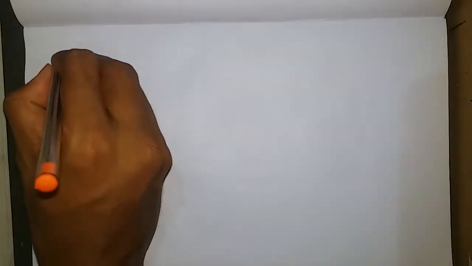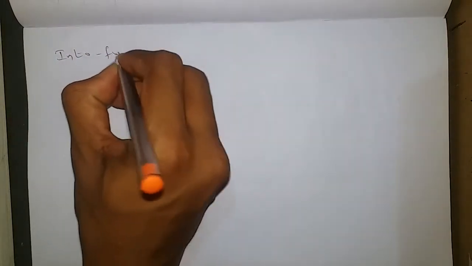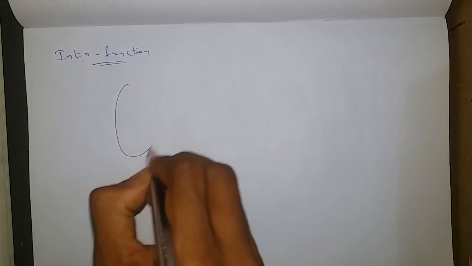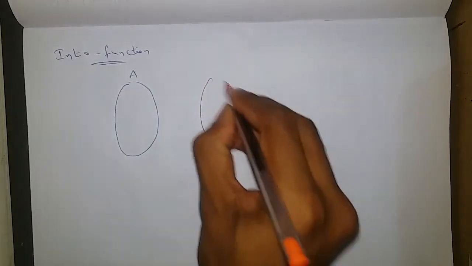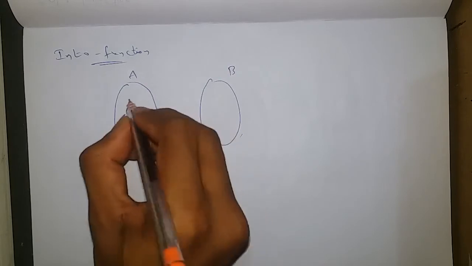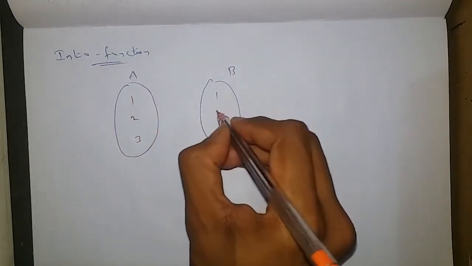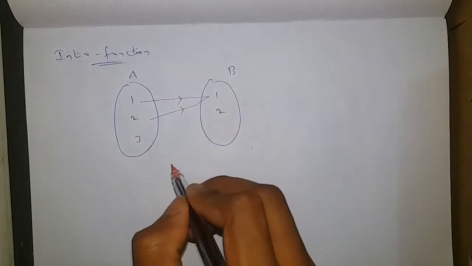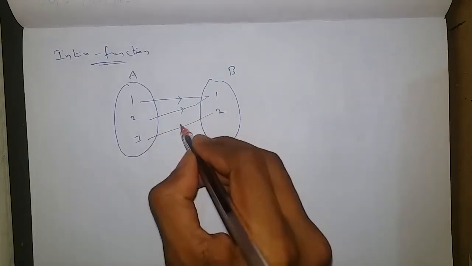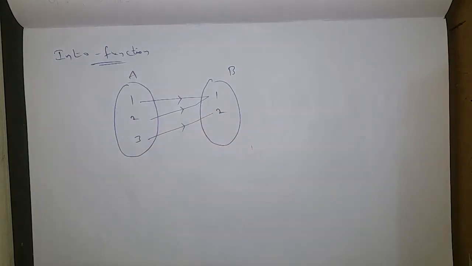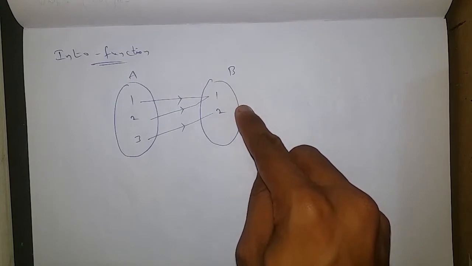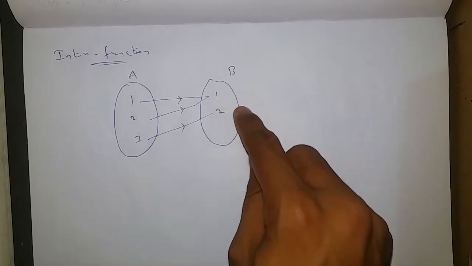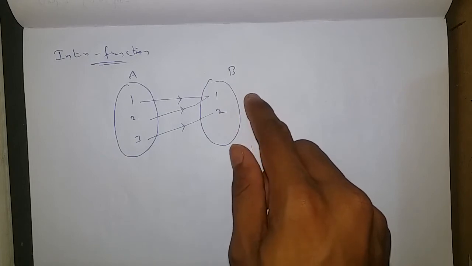Okay, the next type of function is into function. I have a set A and I have a set B. Set A we have 1, 2, 3 elements, and set B we have 1, 2 elements. 1 is related to 1, 2 is also related to 1, and 3 is related to 2. Now here the range is 1 comma 2. Codomain is also 1 comma 2. So if the range is equal to codomain, already we discussed, that is onto function.